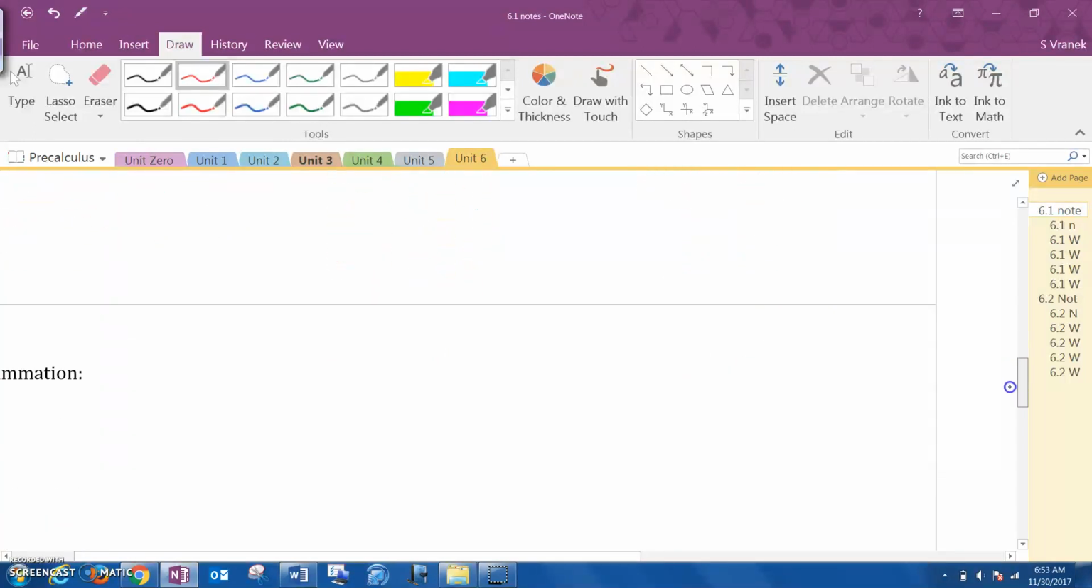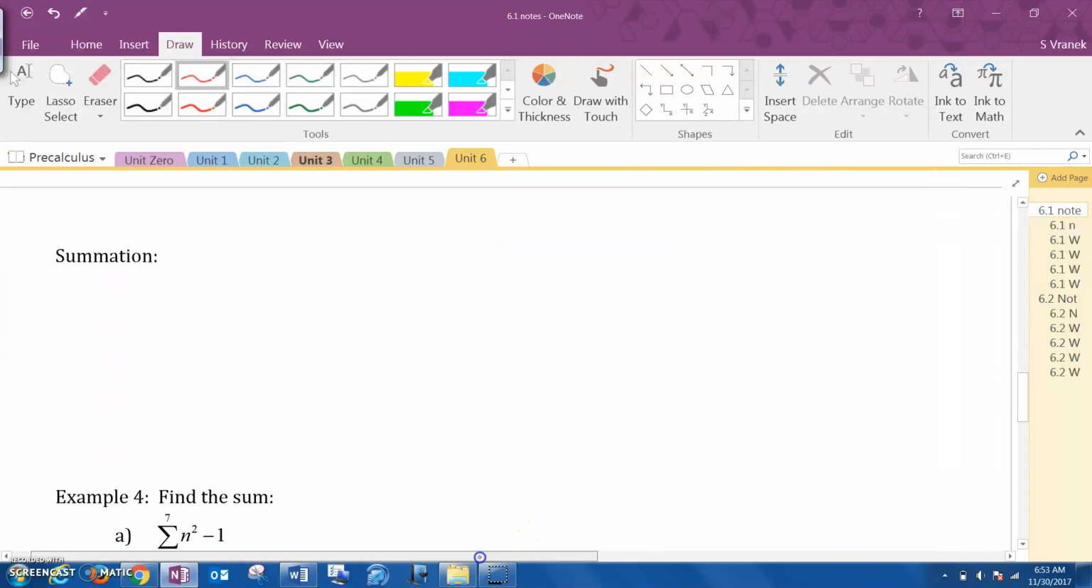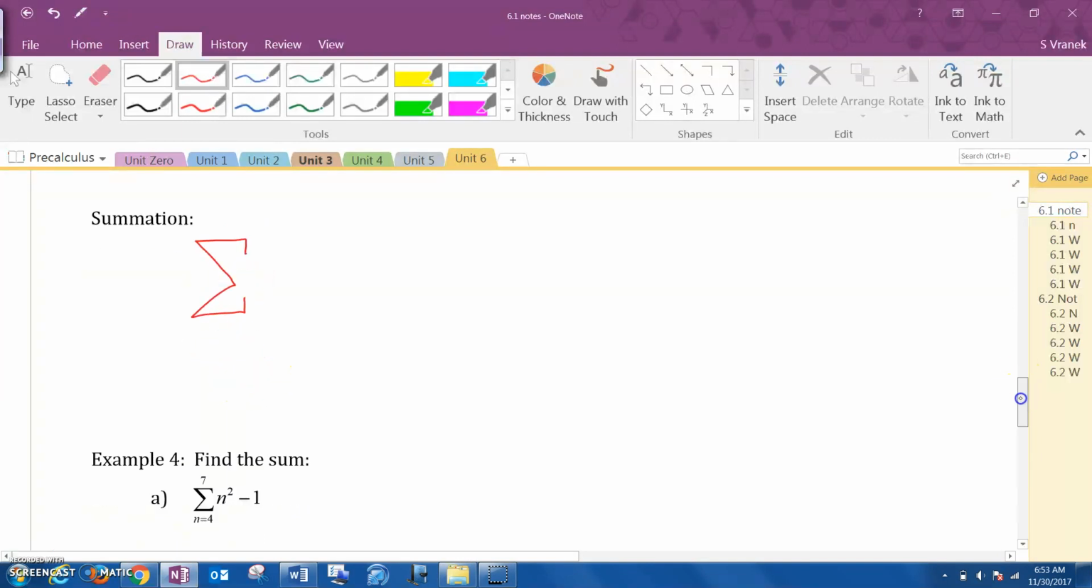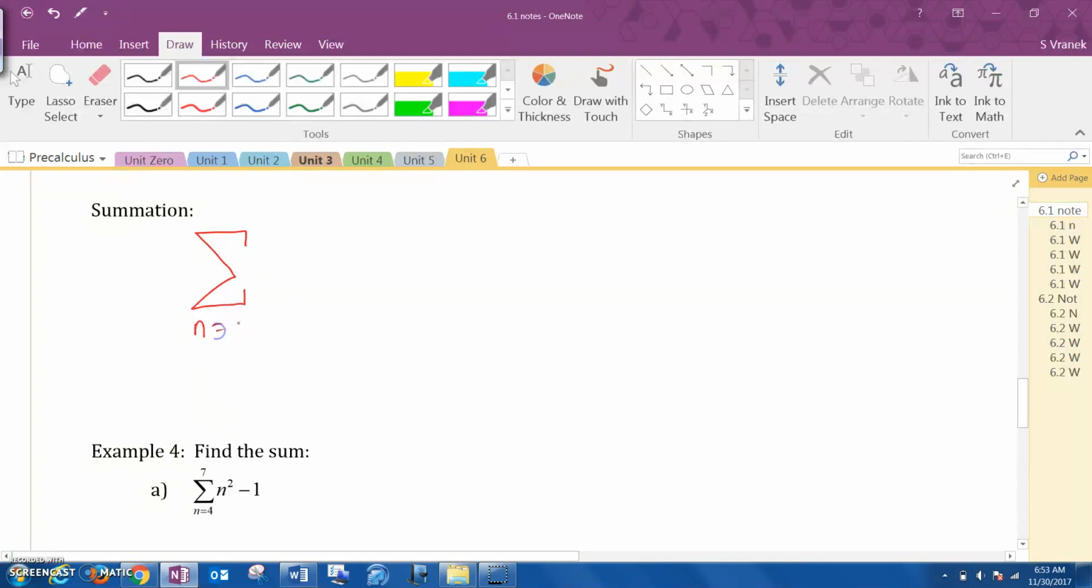Alright, so summation now. I'm going to try to do this as quick as possible because I do have a limited amount of time here. You're going to see these fun sigmas. Okay, and then you're going to see a letter equal a number, and then another one, and then you're going to see like a statement.